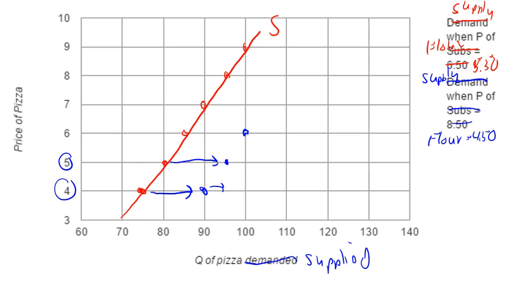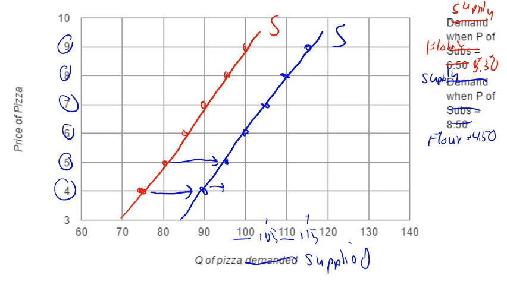The next one, we have price is 6 and the quantity is 100. We had 7 and the quantity is 105. The next one was a price of 8 and a quantity of 110. And finally we had a price of 9 and a quantity of 115. If we connect those blue points together, we get the new supply curve. That's the supply curve for pizza when the price of flour is $4.50.